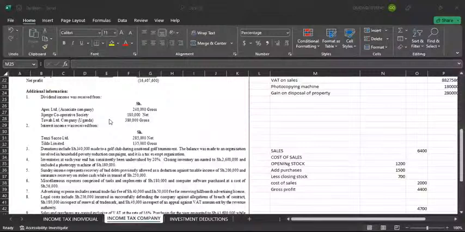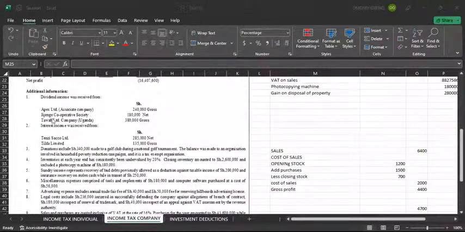Dividends from an associate company are exempted from taxation, and therefore this value is not going to be used anywhere in this particular question. It has no space anywhere. We are not going to use it.